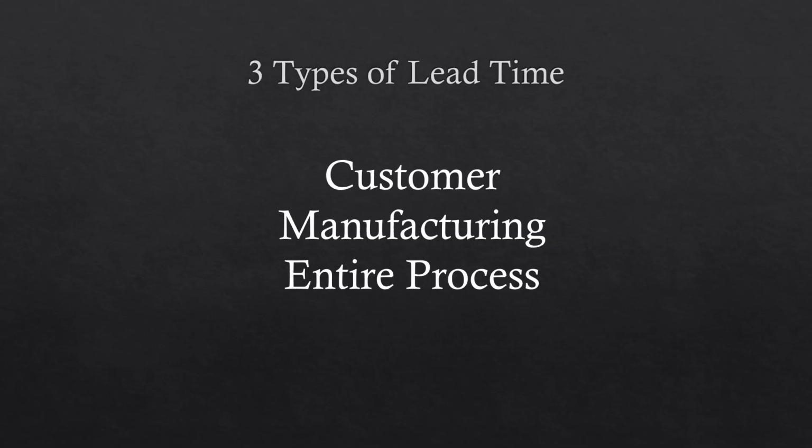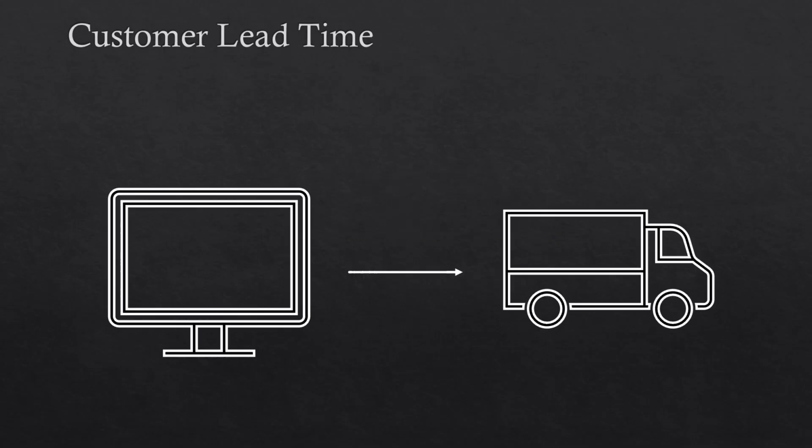In this video we are going to look at three types of lead time. They certainly aren't the only types or measurements, but they are three main ones. When talking about lead time, it is important to recognize what type of lead time you are talking about and what specifically is being included in the calculation. It may differ slightly based on the organization. The three types of lead time we will talk about are customer lead time, manufacturing lead time, and the entire process lead time. First up, customer lead time.